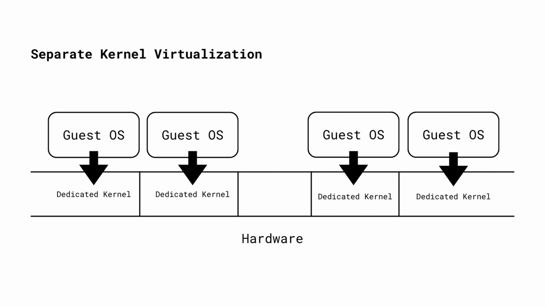But with shared kernel virtualization, you can run multiple systems simultaneously, and this is the approach AWS takes when it comes to Fargate and AWS Lambda, as I already mentioned.